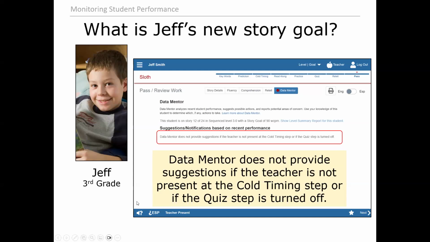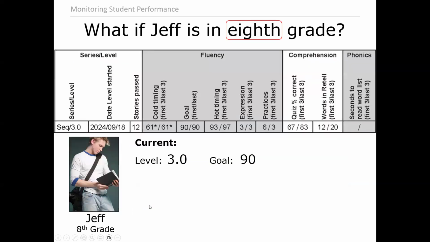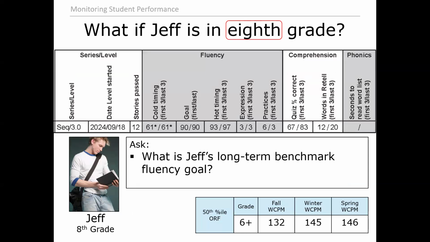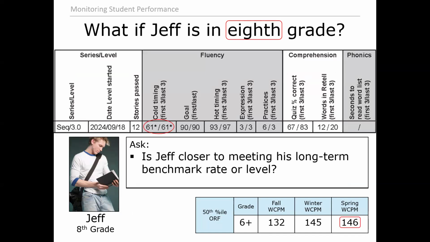Okay, so what if Jeff was an 8th grader? All the data is the same, so he still needs a challenge. Now he has to gain even more from a rate standpoint, but he has to gain 5 years from a grade standpoint. I don't know which one is further away. They both need to increase significantly.